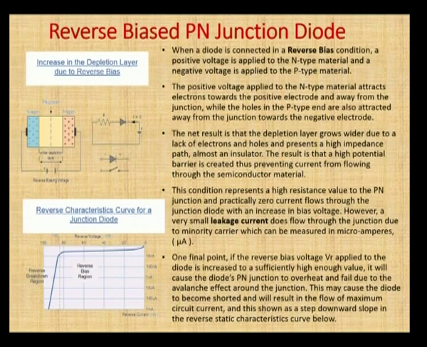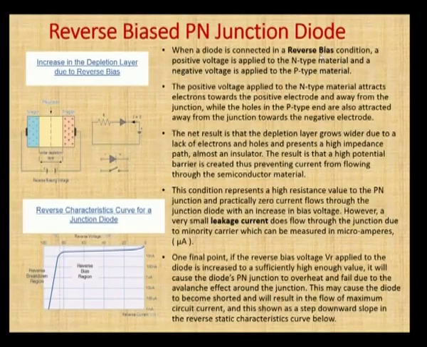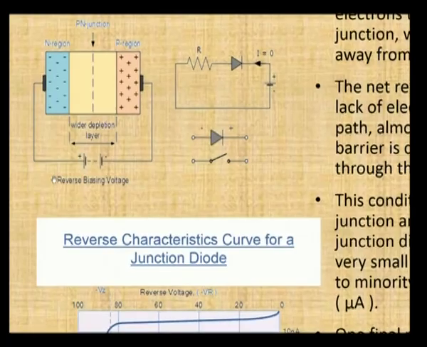Next type of biasing is reverse biasing. We already discussed reverse biasing, where we connect the P type material to the N terminal of the external voltage, and the N type material of a PN junction is connected to the P terminal of the external voltage. When a diode is connected in reverse bias condition, a positive voltage is applied to the N type material and the negative voltage is applied to the P type material. This is how we connect in reverse bias.